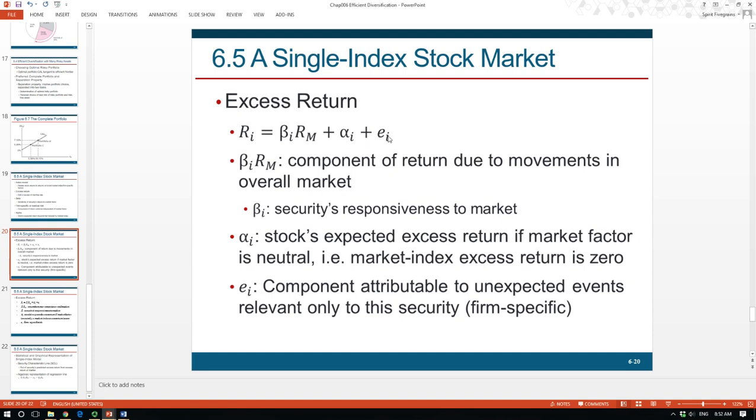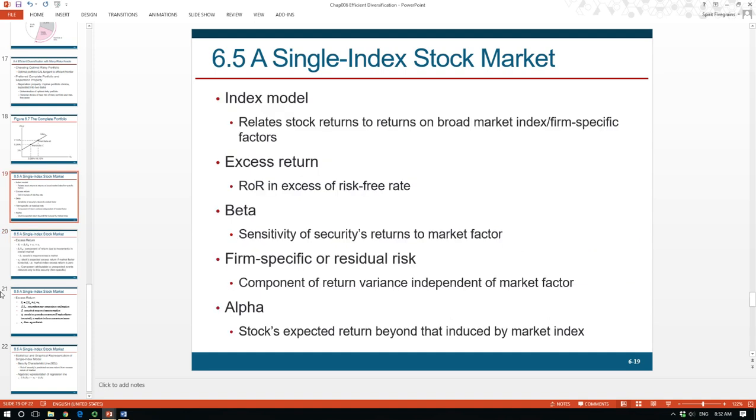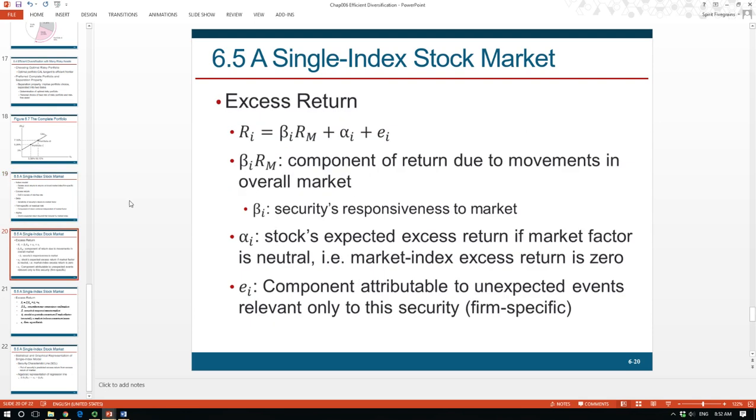And the last term is EI. That is the error term from this regression formula, and this EI represents firm-specific risk, or diversifiable risk. So in this equation, you see this diversifiable risk is captured by this EI, or the error term, in this regression formula. And this beta captures the market risk for individual companies.